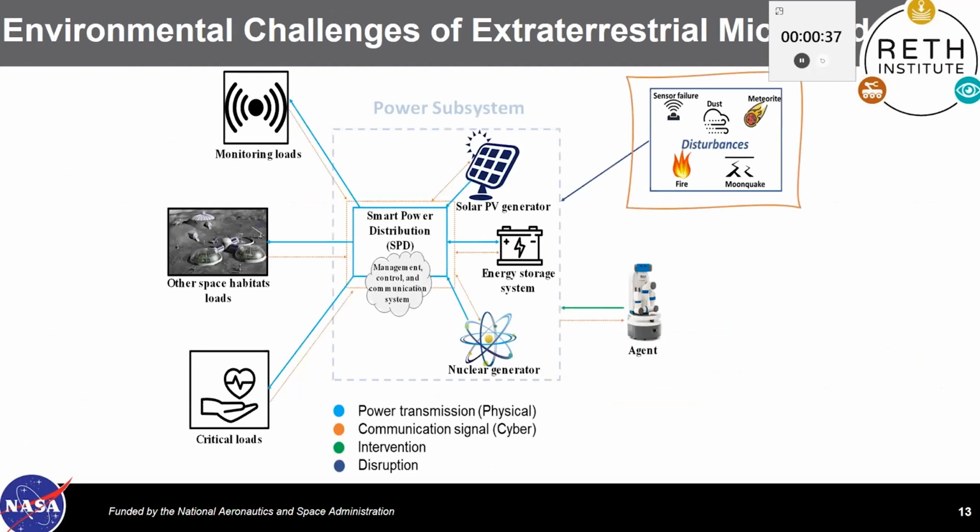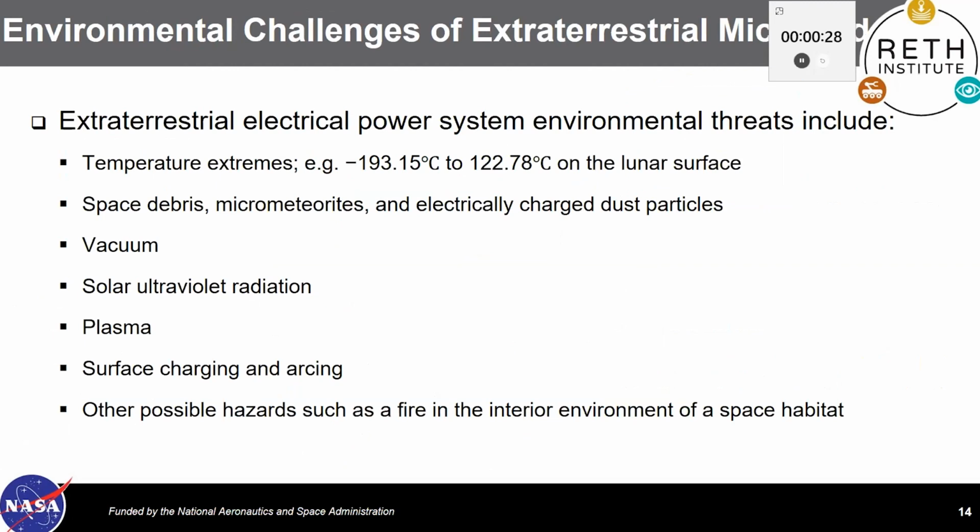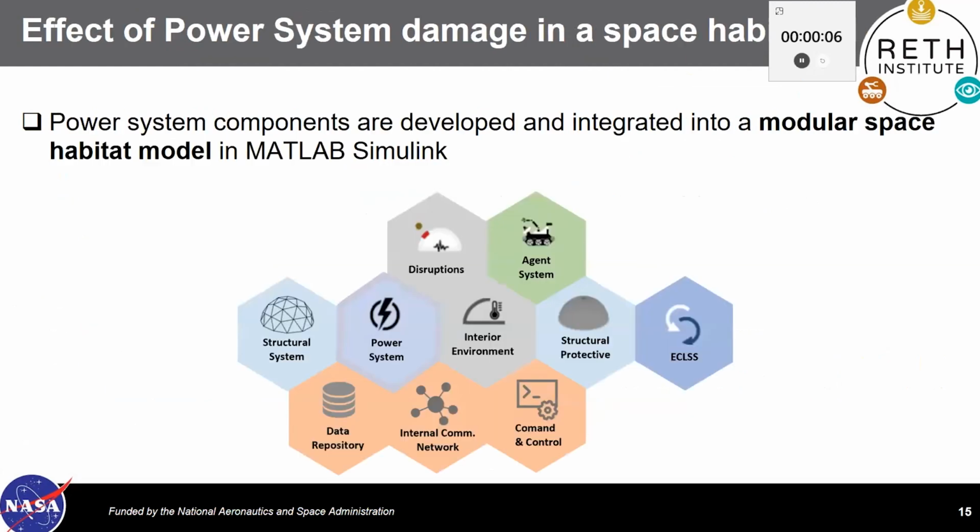Finally, I will go over the disturbances that we have in space. Can we go next, please? As we know, the system is exposed to different disturbances, and these are the main ones: the extreme temperature, the micrometeorite, the solar radiation, and also the habitat is exposed to other hazards, such as fires inside the interior environment. Can we go next?